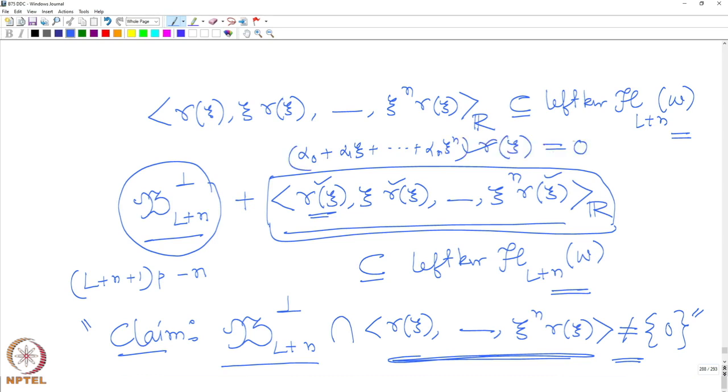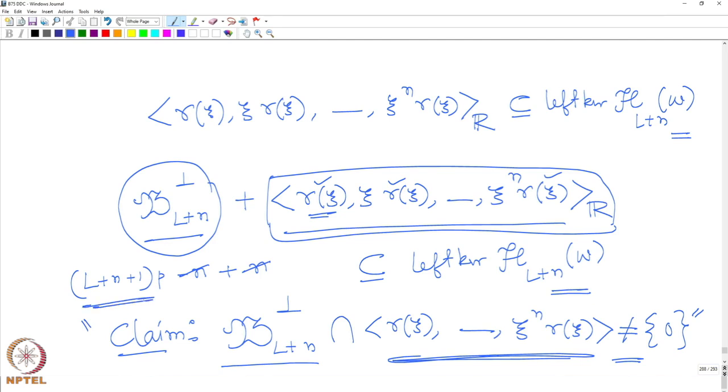If this is the 0 row vector, this being a non-zero polynomial row vector means that this polynomial must be equal to 0. If this polynomial is equal to 0, then that means the linear combination is the 0 linear combination. So, these guys are linearly independent. So, this guy has dimension equal to n. So, if there is no intersection, then this plus this has dimension equal to L plus n plus 1 times P.